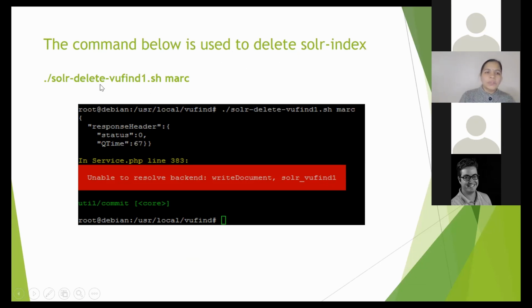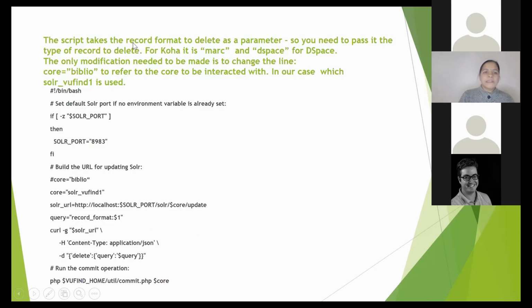We should run solr delete to find one .mrc mark. After running this command line, the screen looks like this. The script takes the record format to delete as a parameter, so we need to pass it with the type of record to delete. For Koha, it is MARC, and for DSpace, it is DSpace.